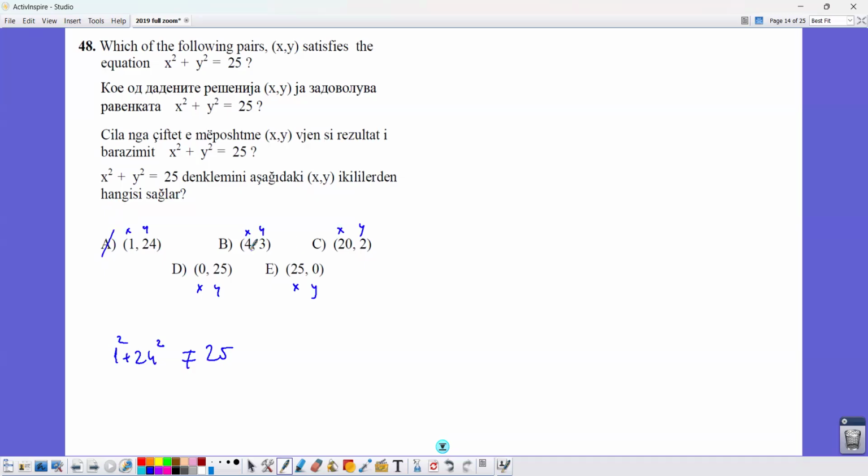When you check B, 4 square plus 3 square is equal to 16 plus 9, which is 25. So B is your answer. Also here, 20 square is 400 plus 2 square is 404. So any of them won't give you the answer 25 when you take the squares of them. Only B is your correct answer.